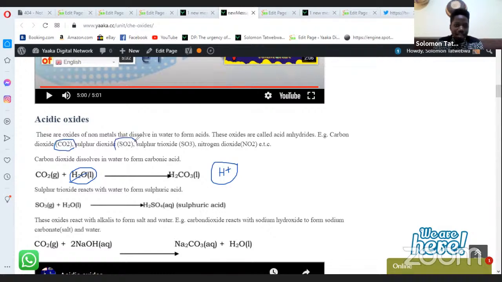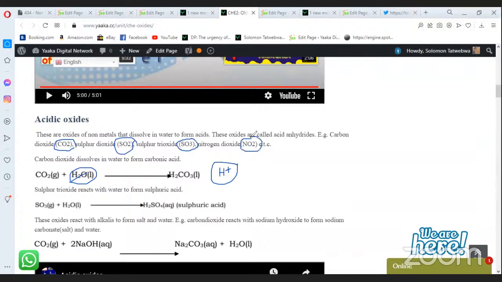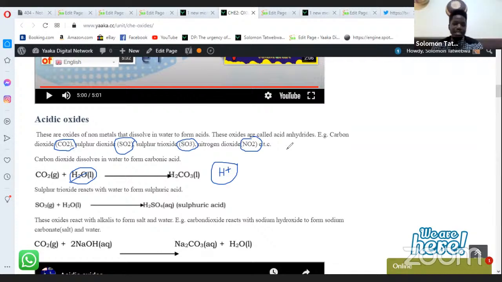Carbon dioxide, sulfur trioxide, and nitrogen dioxide. Okay, there are others that you can always research and find out what they are, like phosphorus pentoxide, and others. So these are the acidic oxides. And we have seen what they can do, producing hydrogen ions when they react in water.